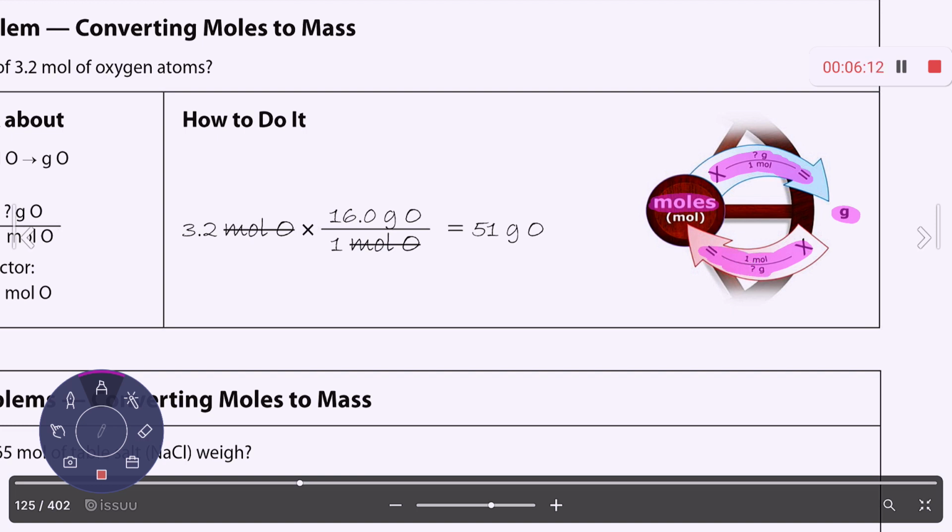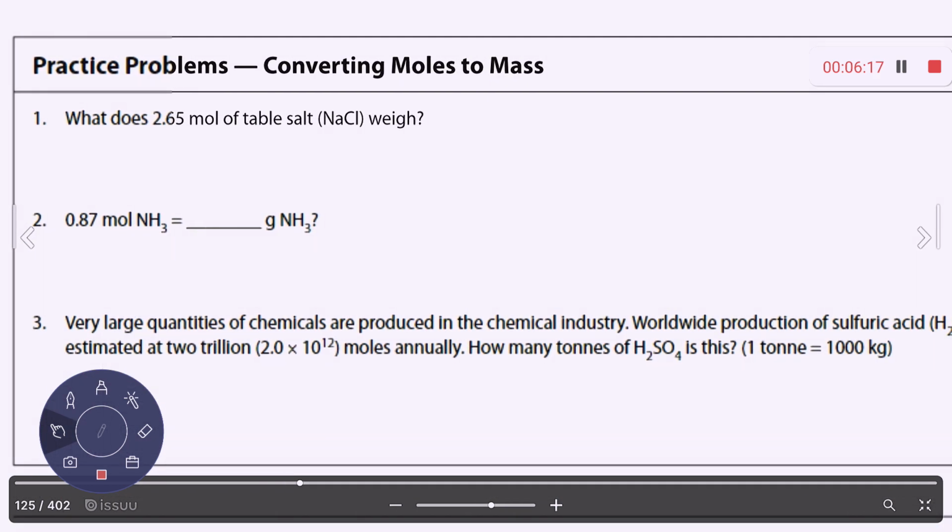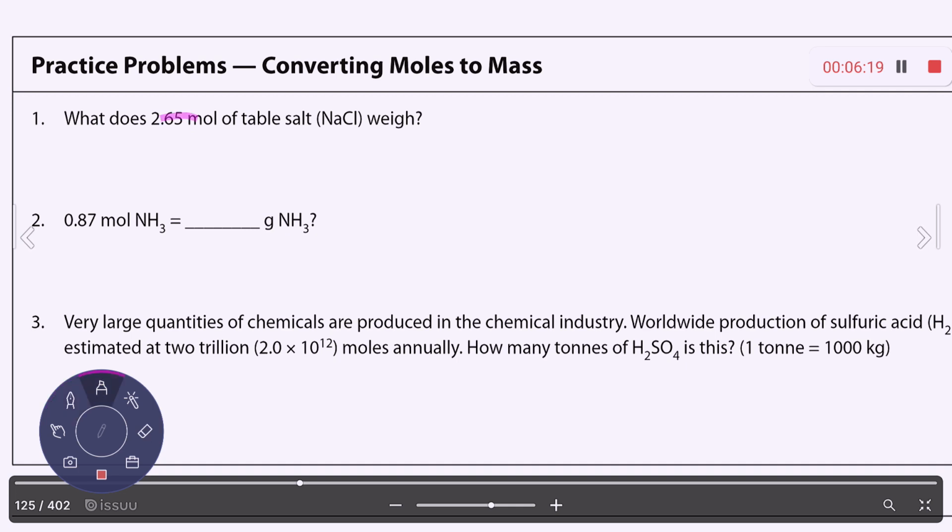So let's take a look at practice problem number 1 right here. What does 2.65 moles of table salt, which is NaCl, weigh? So that means we're solving for grams.